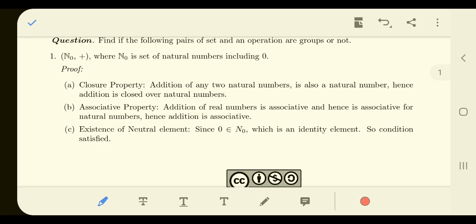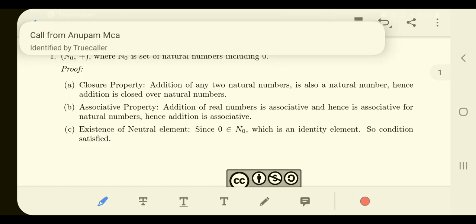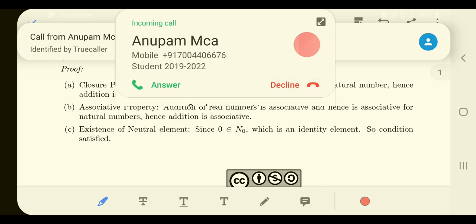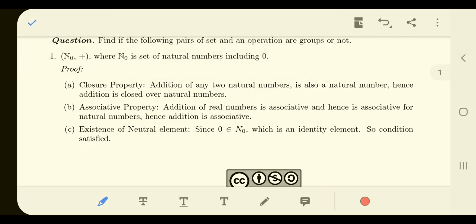The closure property says you take any two elements from the set and you operate them, and the result should be in that set. So here, you take any two natural numbers, you add them, it becomes a natural number. You take anything like 2 and 3, you add them up, it becomes 5, which is a natural number. So yes, it is closed. The set of natural numbers is closed with respect to addition.